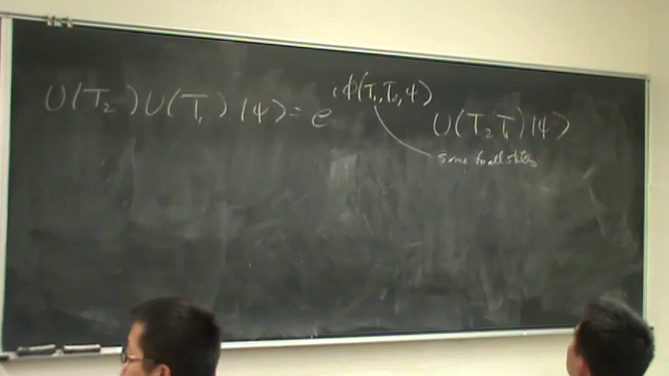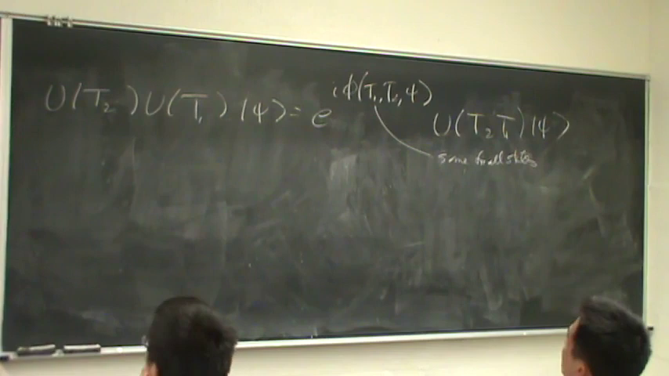So the U's aren't necessarily the same. Maybe it's just misleading because you've written U of T1. Well, U of T1 is a unitary operator that represents a symmetry transformation T1, and then U of T2 is a unitary operator that represents a symmetry transformation T2.